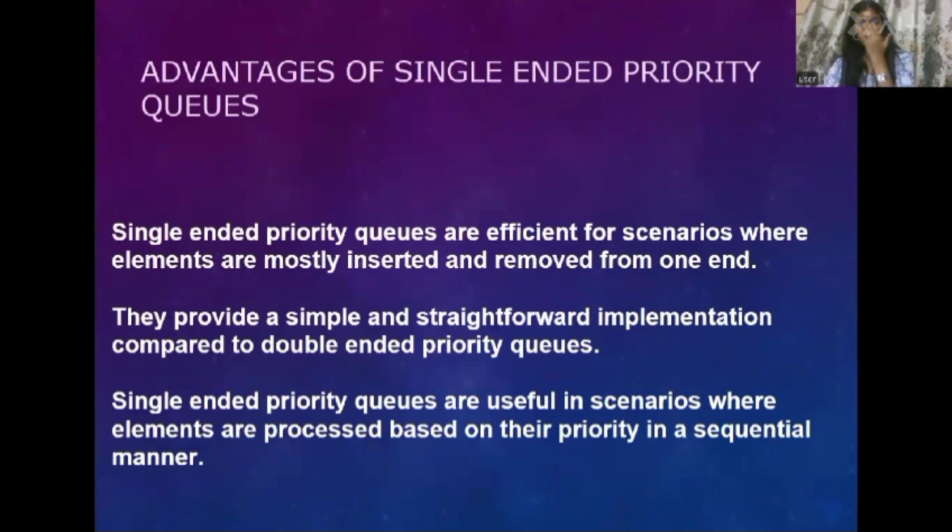Advantages of single-ended priority queues. Single-ended priority queues are efficient for scenarios where elements are mostly inserted and removed from one end. They provide a simple and straightforward implementation compared to double-ended priority queues. Single-ended priority queues are useful in scenarios where elements are processed based on their priority in a sequential manner.